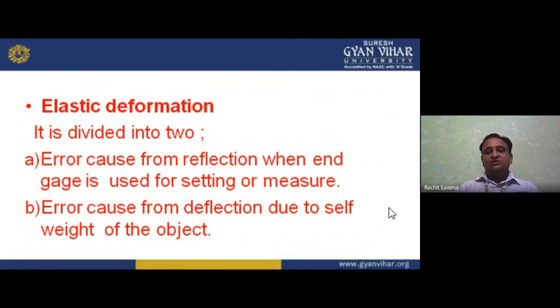Now, errors caused from deflection due to self weight of the object. If I consider the self weight of the object, it causes the deflection. It causes deflection due to self weight of the object we have. So I hope you understand about this thing.